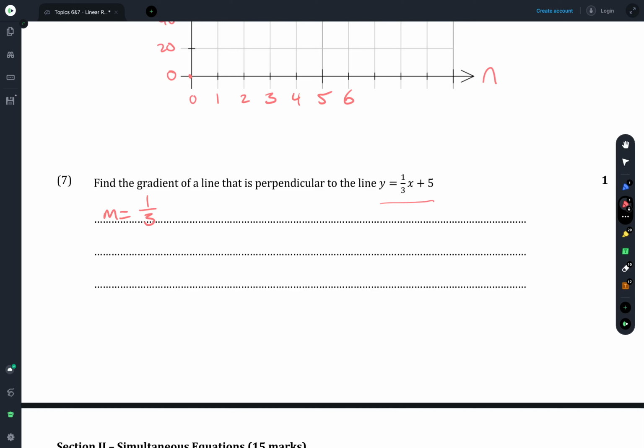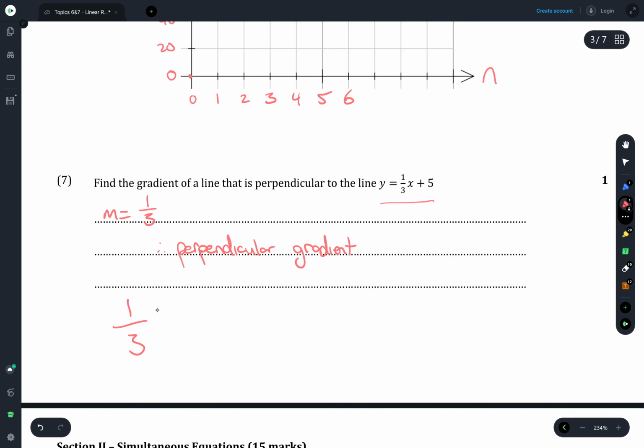So therefore, the perpendicular gradient, as you may remember, is the negative reciprocal. Remember, if I had 1 over 3, a negative reciprocal means we're going to swap these numbers around and then put a minus in front of it. So the perpendicular gradient is going to be negative 3 over 1, which can just be represented as negative 3.